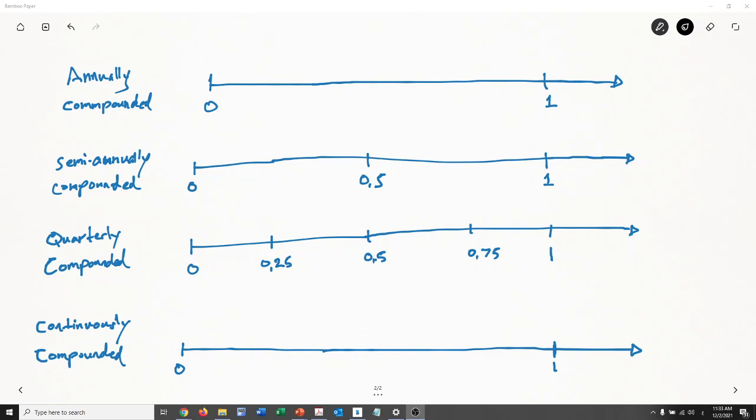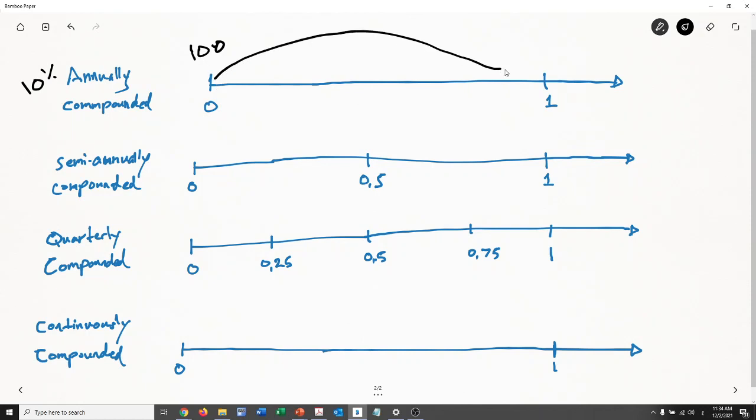Let's look at an annually compounded rate. What does it really mean? It means that if you invested today 100, and let's say the annual compounded rate is 10%, you have to wait for 1 year to receive the interest of 10%, or the $10 based on the 100. So you receive the interest and you receive the principal back, which is 110.